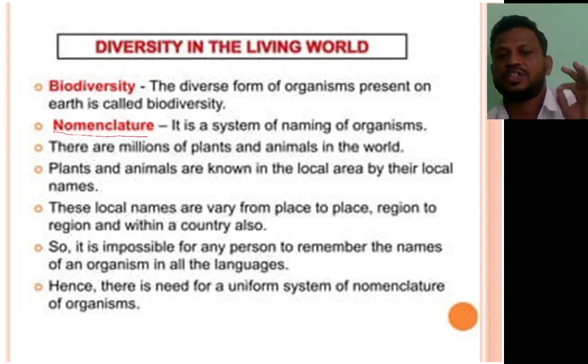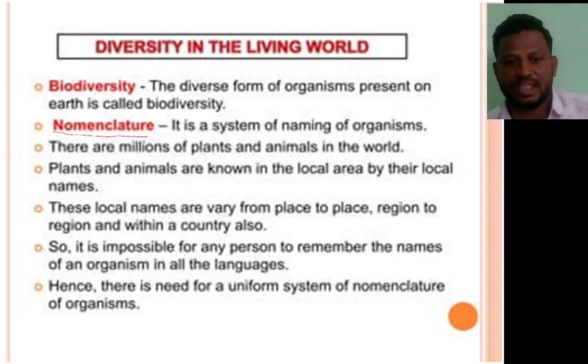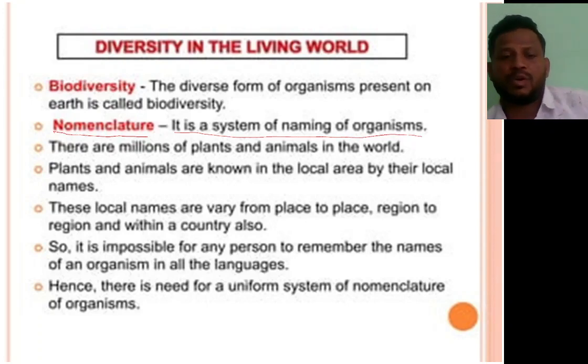Nomenclature is the system of naming organisms. Before, I told you that we are going to name the organisms. Why do we name them? Because there are millions of plants and animals in the world. Millions together, plants, animals, trees, all living on the earth.